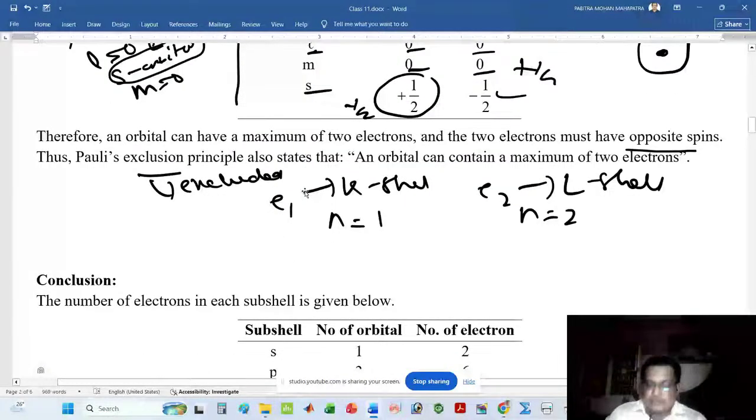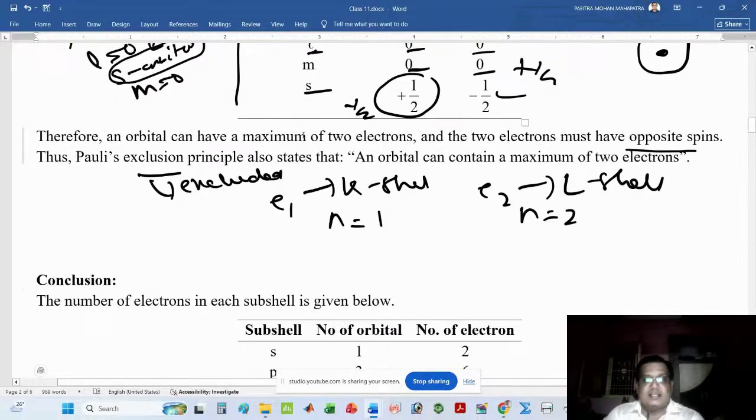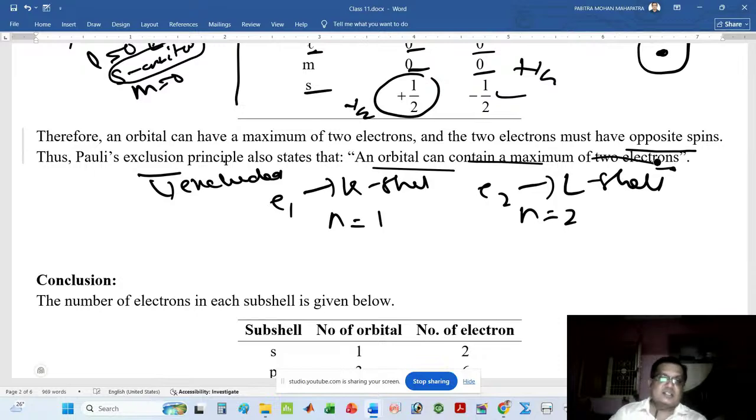So we can give the other statement. First, no two electrons in an atom can have the same value for all the quantum numbers. The second statement is that an orbital can contain a maximum of two electrons. This can be verified by Pauli's exclusion principle. So we can take this sentence as the second statement of Pauli's exclusion principle. What is the second statement? An orbital can contain a maximum of two electrons.